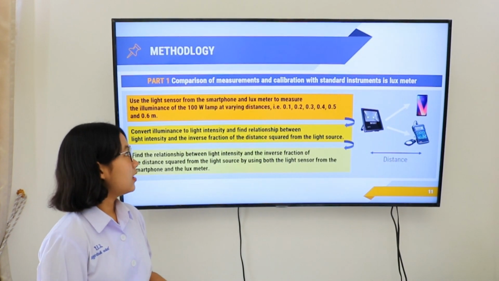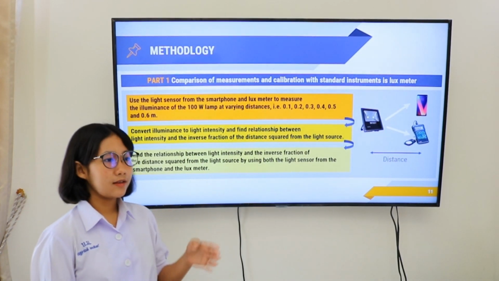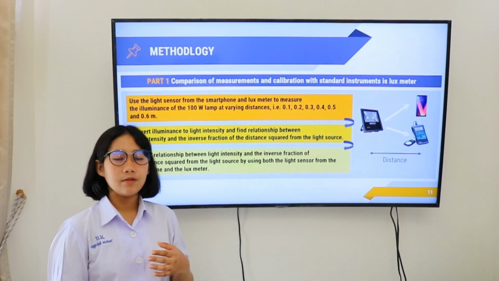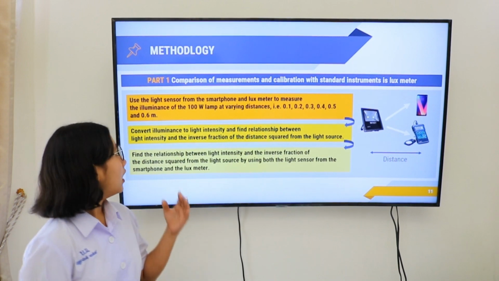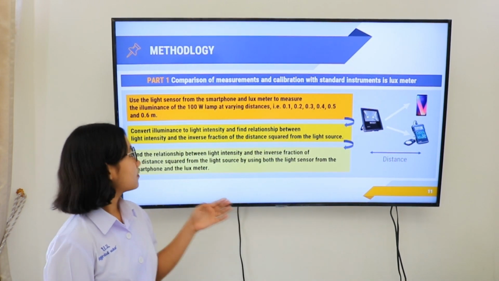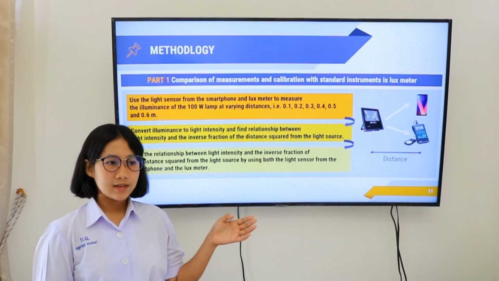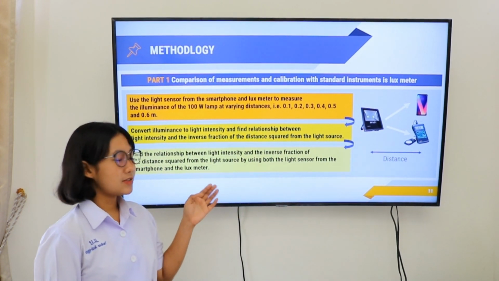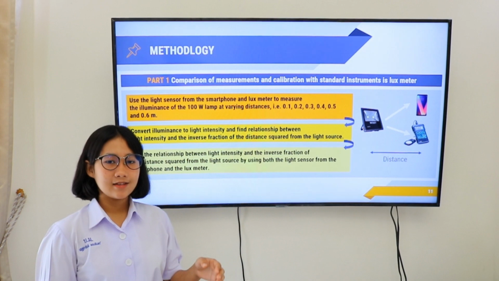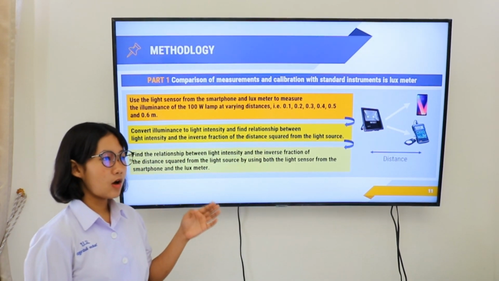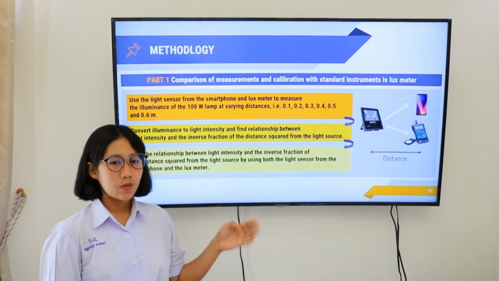Part 1. Using the light sensor from the smartphone and a lux meter to measure the illuminance of light at varying distances, convert the illuminance to light intensity, and find the relationship between the light intensity and the inverse fraction of the distance square from the light source.